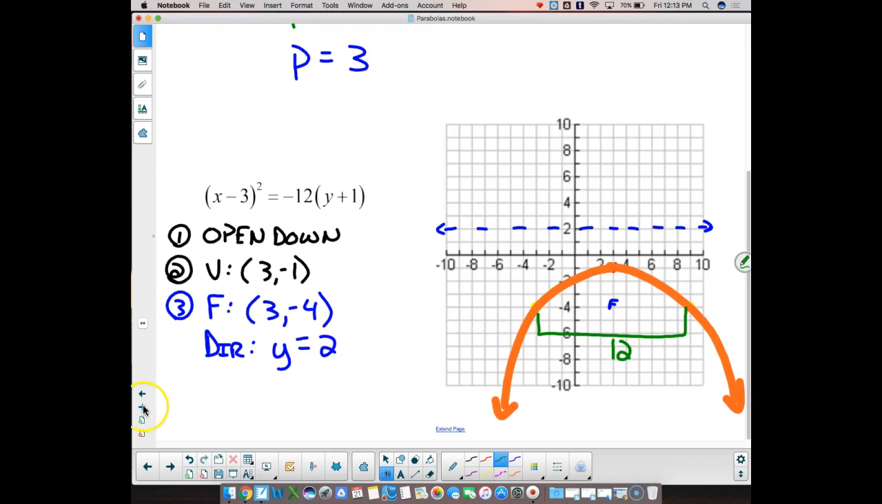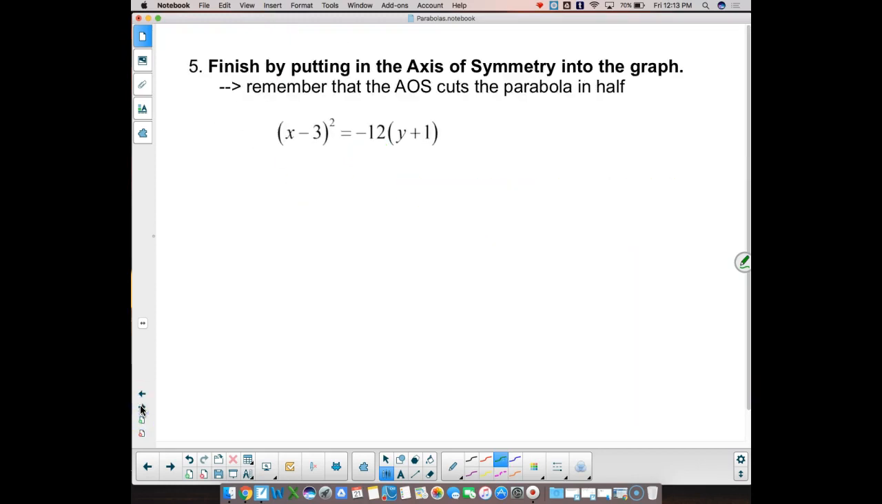The last step to graphing a parabola is you finish by putting on your axis of symmetry. And your axis of symmetry cuts the parabola in half. It's the line through the vertex and the focus. It's perpendicular to the directrix.